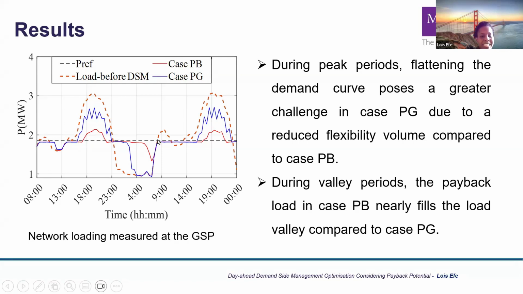And we can also notice that during the valley period the payback in case PB nearly fits the load valley compared to case PG. So based on these reduced loads here, these loads were paid back in this scenario. But for case PB, based on the reduced loads in this part here, it was increased in the valley period to meet this desired loading curve.